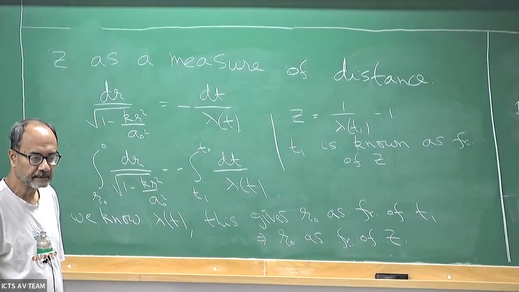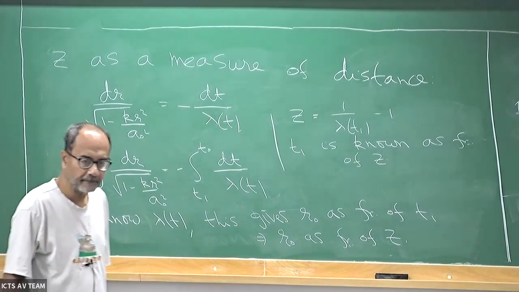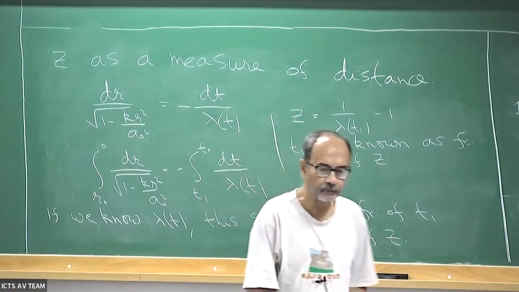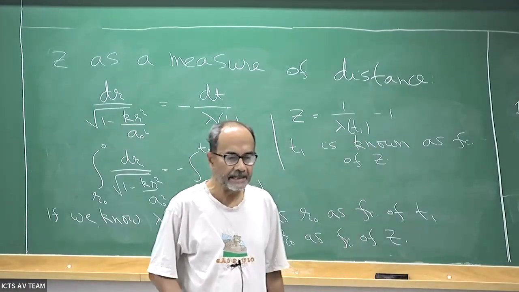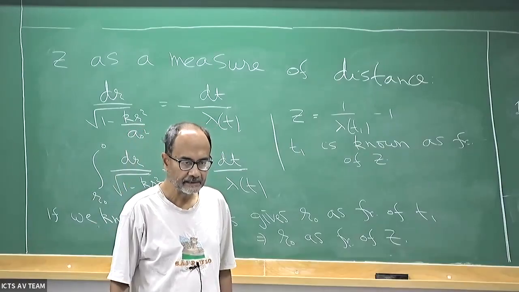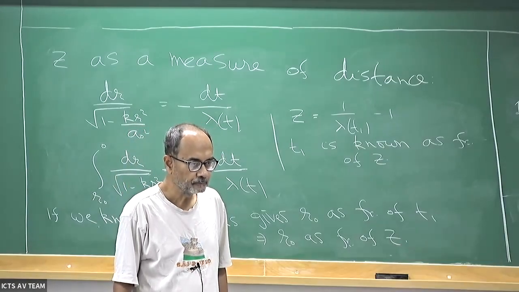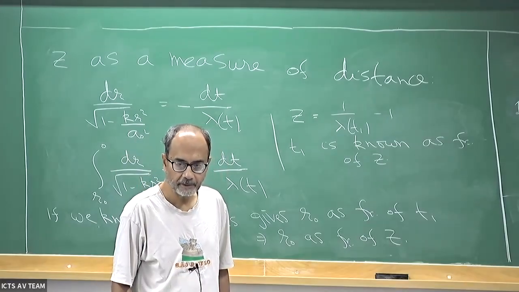Is that clear? So if you know the function lambda t, and if you have measured Z, it tells you where the signal originated, where R naught is, the distance of the source. And it also tells you the time at which the light started from the source.